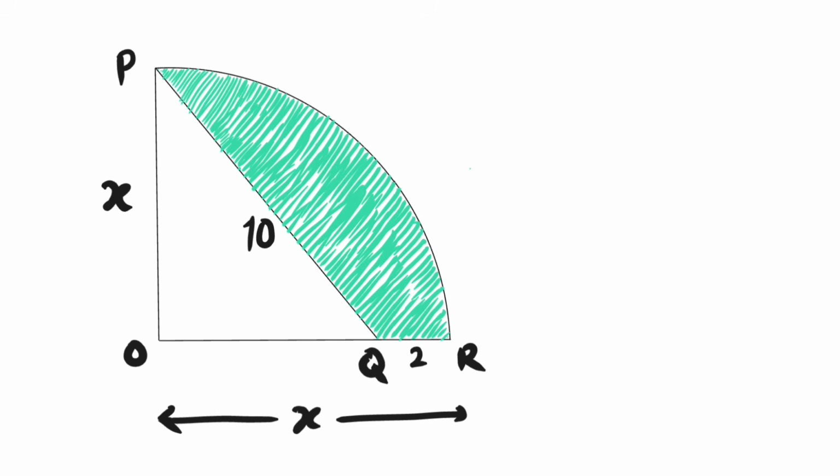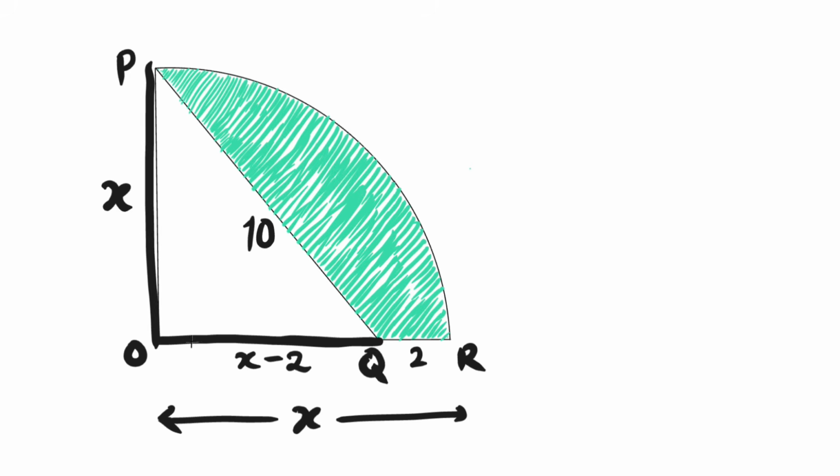Now let's look carefully at the bottom side. We know that the entire distance from O to R is x, and we are told that the small segment QR is 2 units. Therefore, the remaining portion OQ must be x minus 2. Notice how we found that. We simply took the entire radius and subtracted the known piece. So now our right triangle POQ has one leg equal to x, another leg equal to x minus 2, and a hypotenuse equal to 10.